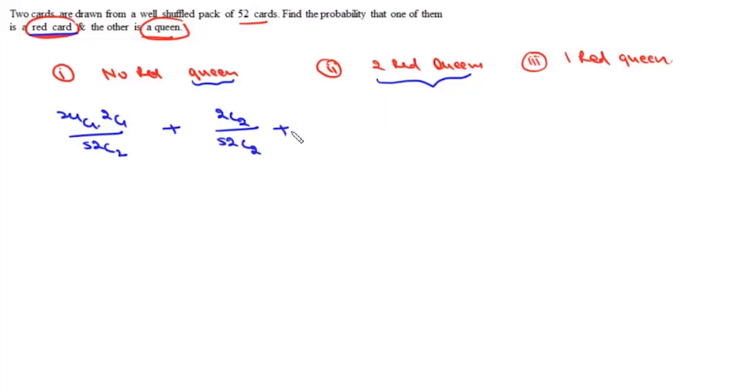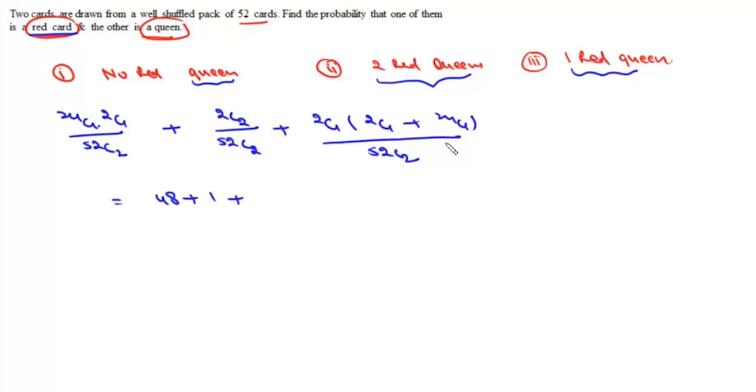And plus now one red queen. Now one red queen is simply 2C1 into the other card. It can be either red or queen. So if it is queen, it is 2C1, and if it is red, it will be 24C1, out of 52C2. Now this is 48 plus 1, and here it will be 24 plus 2, 26.